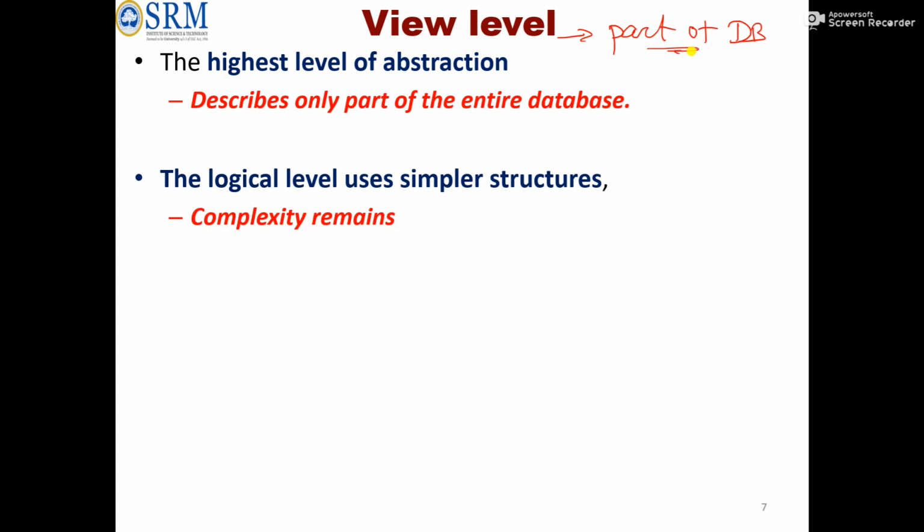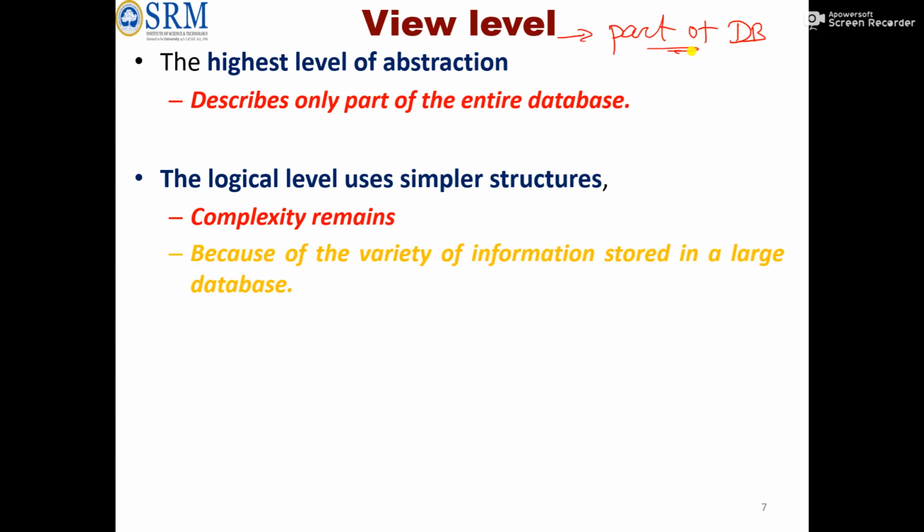Right? And this logical level, which uses the simpler structure, doesn't mean that the complexity of the database is reduced. No, the complexity remains the same. Why? Because of the wide variety and massive amount of interconnected or interrelated data stored in the particular database. But by hiding the various complexity levels, it creates the illusion to users that the structure is very, very simple.